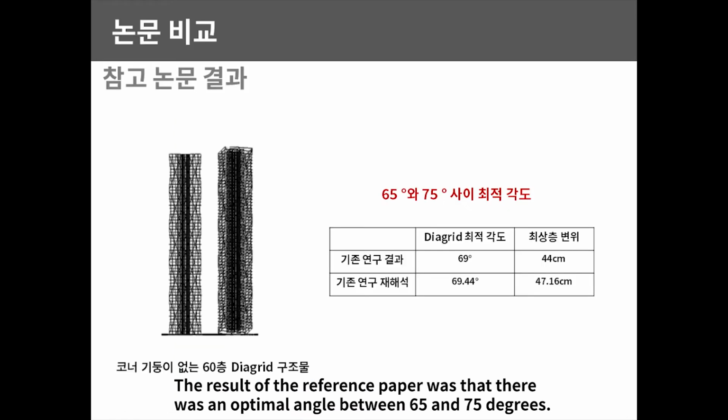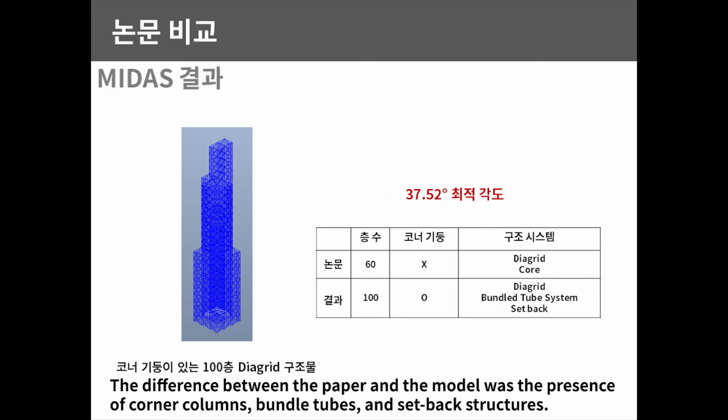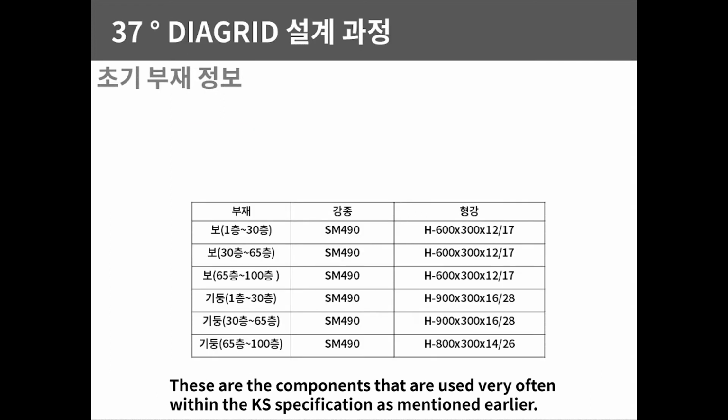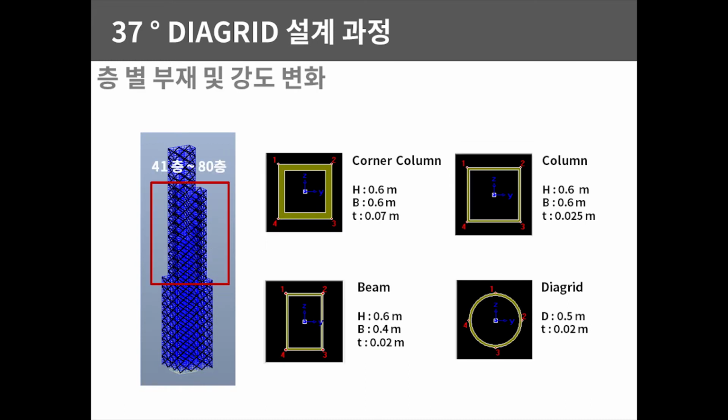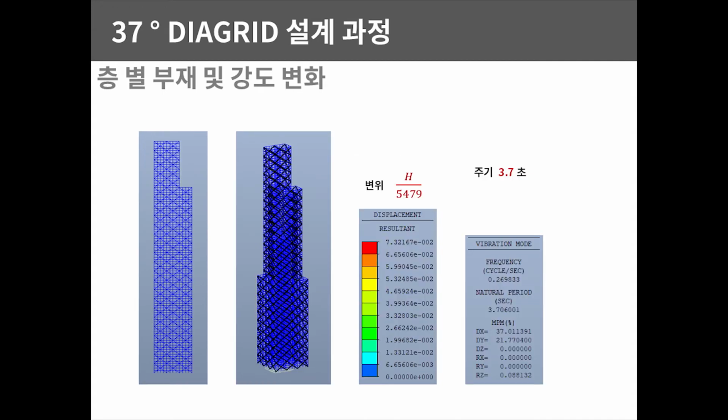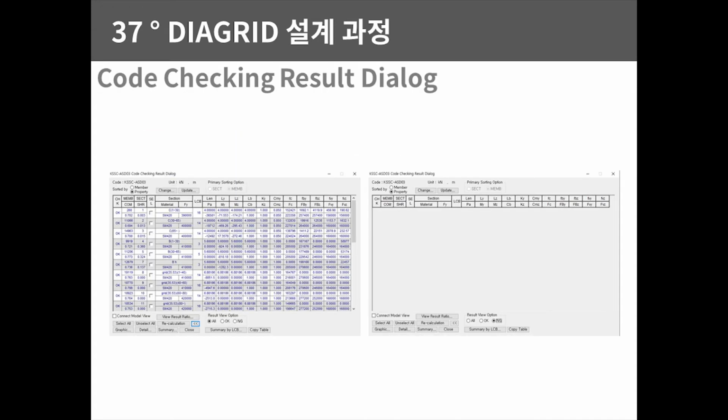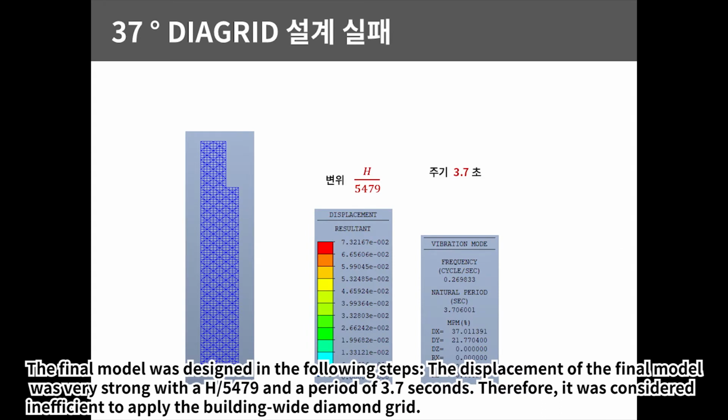The result of the reference paper was that there was an optimal angle between 65 and 75 degrees. The difference between the paper and the model was the presence of corner columns, bundle tubes, and setback structures. These are the components that are used very often within the KS specification as mentioned earlier. The initial use member has been modified through Midas analysis to the following. The final model was designed in the following steps.